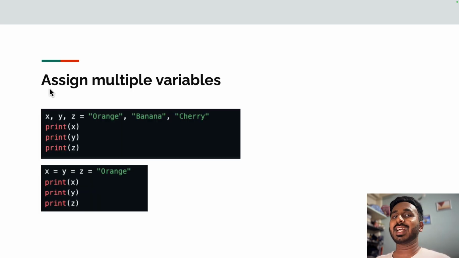Let's see how we can assign multiple variables. Let's say I have three variables x, y, and z. If I want to assign orange, banana, cherry, it means x will be assigned orange, y will be assigned banana, and z will be assigned cherry. If I want to assign the same value to all these variables, I would say x equals y equals z equals orange. That means x, y, and z hold the same value, that is orange. So this is how you can assign multiple variables. In this case, you could also do it as x equals orange, y equals banana, z equals cherry, but you can do it in a single line. That's the beauty of simplicity.